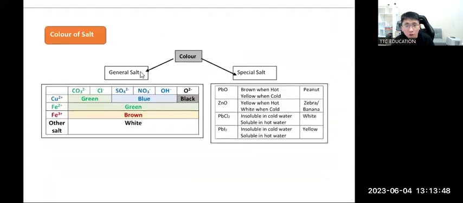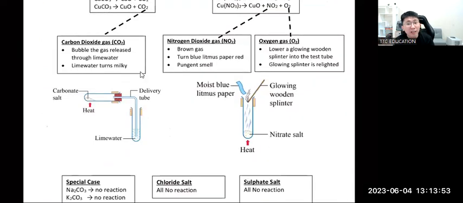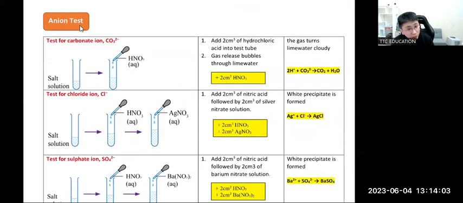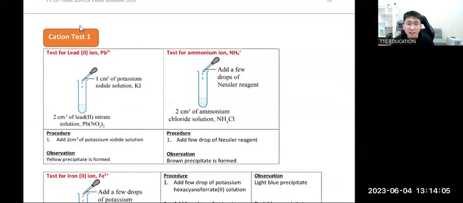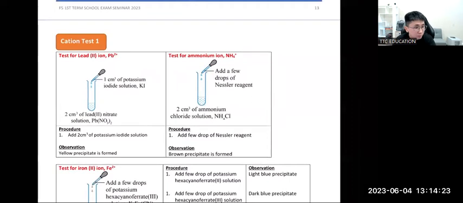Then after that, the color of salt. After color, we have the effect of heating, and the last two topics are the tests: gas test, anion test, and cation test, all the tests to see the color change and so on. Cation test also has test 1 and test 2. There are a lot of tests where you have to know the procedure and the observation. That's why it's hard. The salt part of this chapter is already very hard, so let's focus on all these parts today.